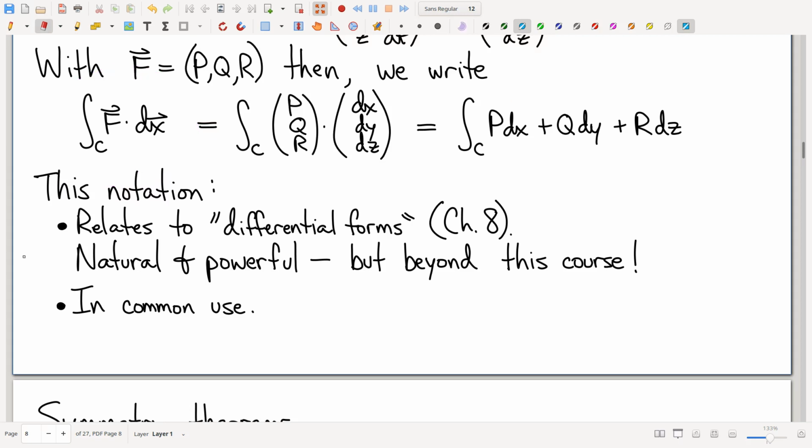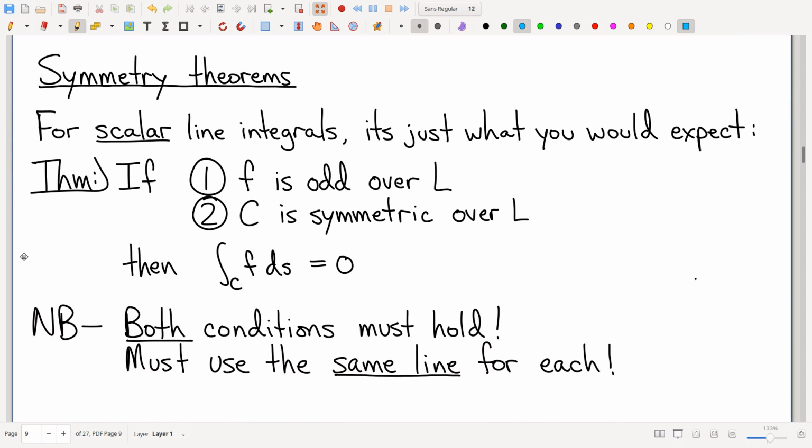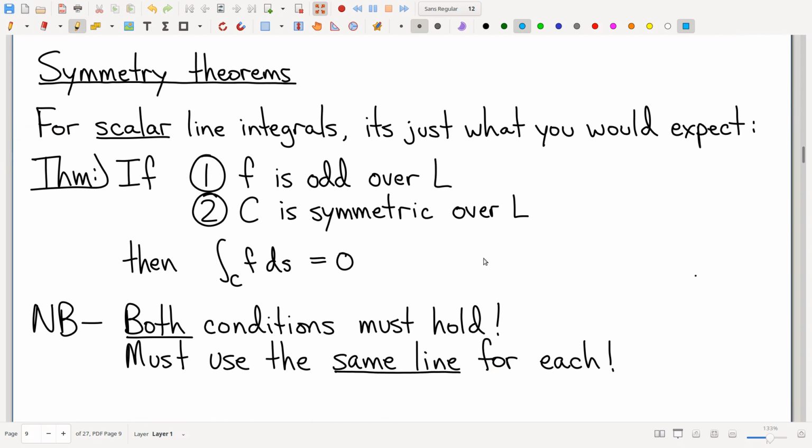Okay, last thing I want to talk about before we move along to the next section is the symmetry theorems. As y'all know, I'm a big fan.